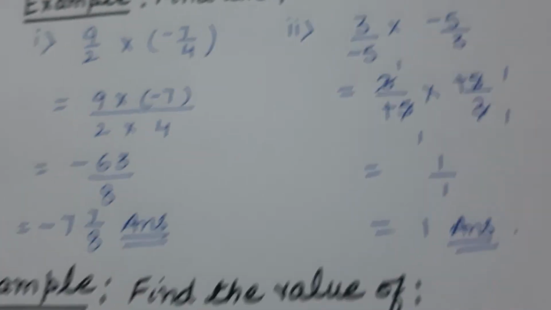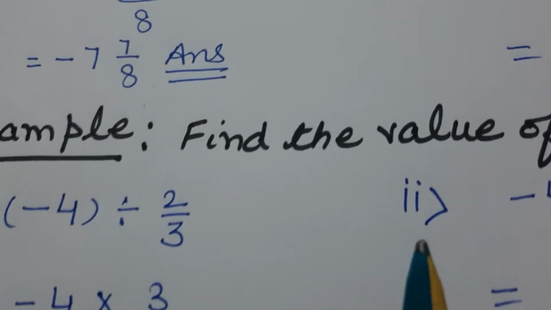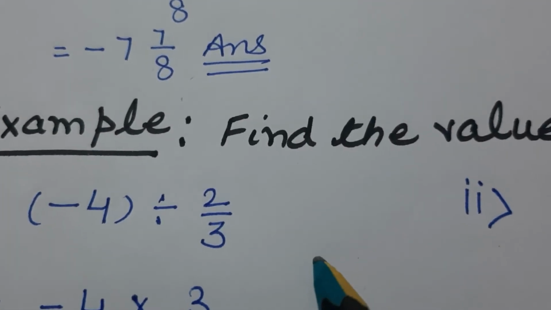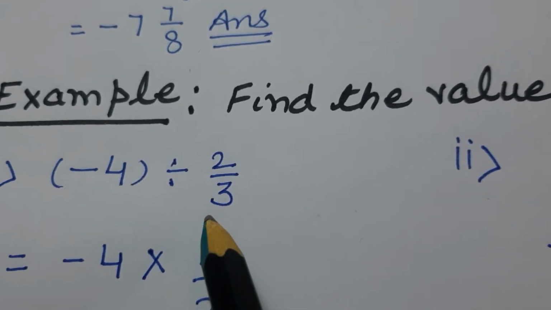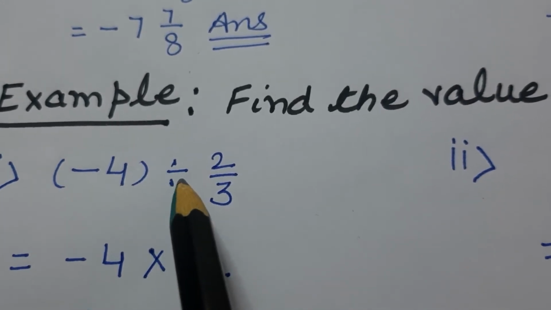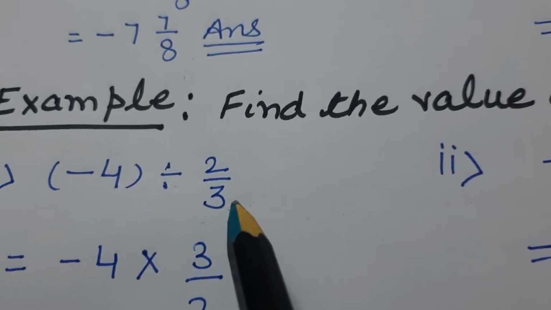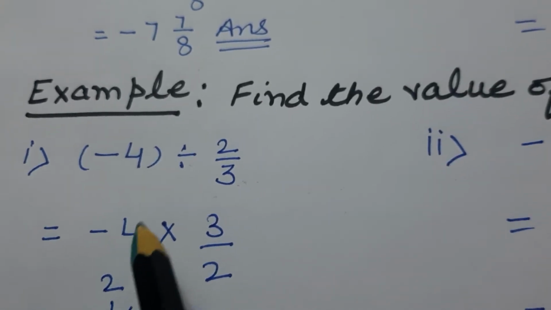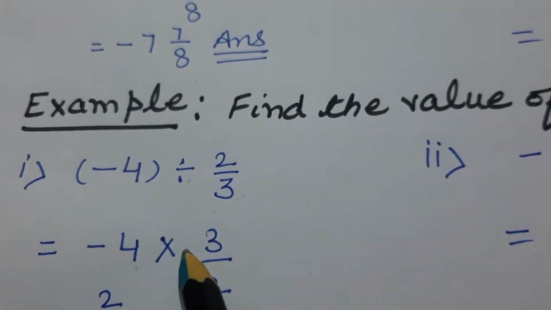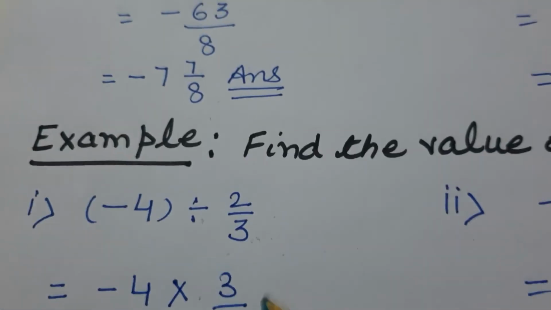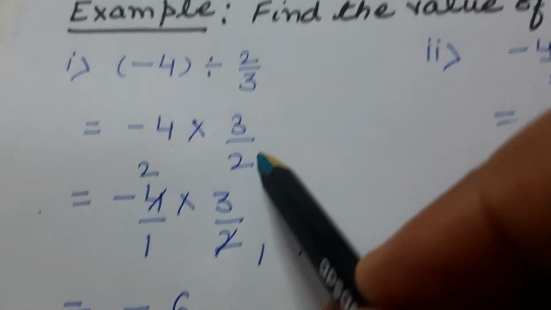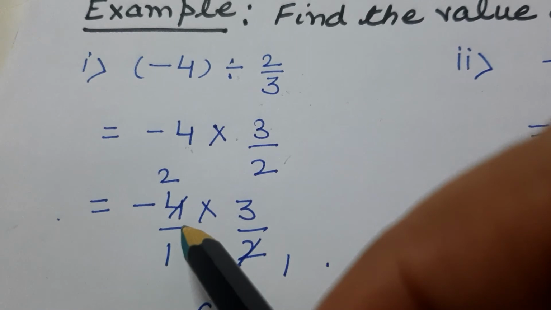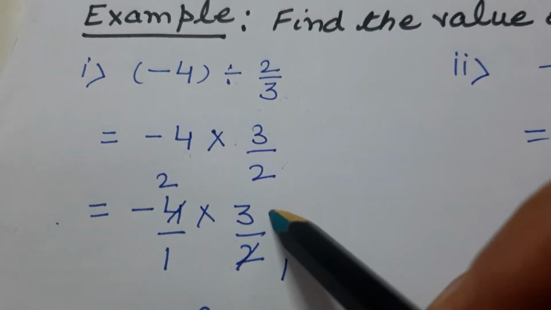That's why. So the next example I am taking is of division of rational numbers. Minus 4 divided by 2 by 3. This is the same as you have done in fractions. If a division sign is there, we take the reciprocal, the multiplicative inverse. So minus 4 as it is, in place of division we put a multiplication sign, and 2 by 3 will become 3 by 2. Now this is simple multiplication. This minus 4 can be written as minus 4 by 1 into 3 by 2.